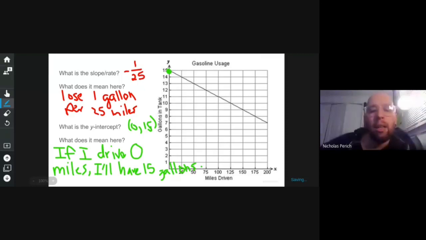Okay, the y-intercept is how much you have at the beginning or what you have total at the beginning. And at the beginning, I have 15 gallons. So if I drive 0 miles, I'll have 15 gallons. At the beginning, I'll have 15 gallons of gasoline in my tank. However you word it out, as long as you are saying something to the effect of 15 gallons at the beginning, you're fine.